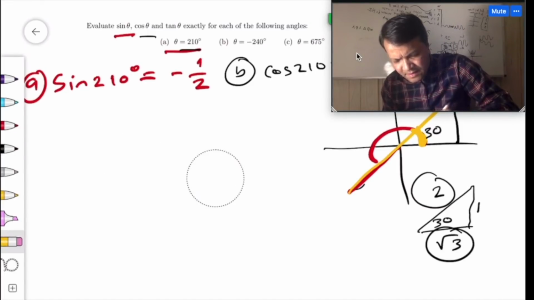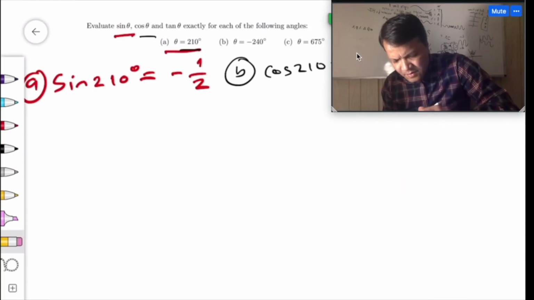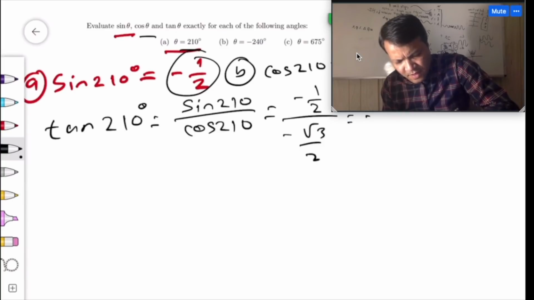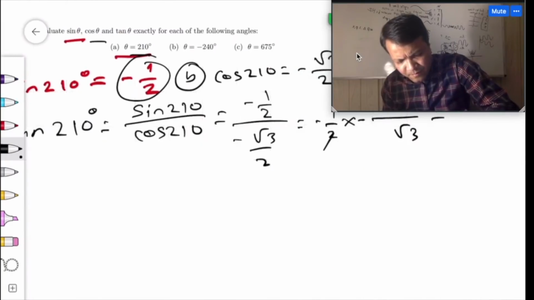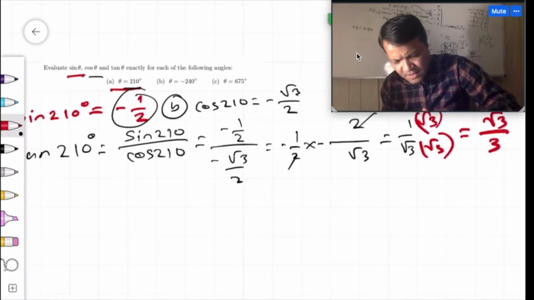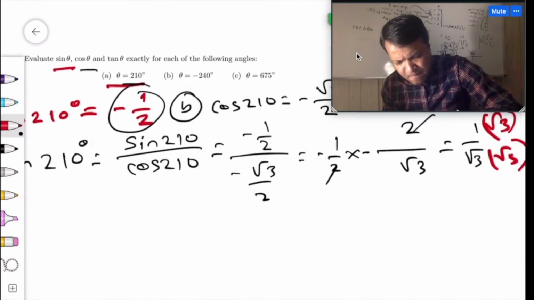Okay, now we're going to find tangent 210. Tangent 210 degrees is equal to sine 210 over cosine 210, which is negative 1/2 over negative square root of 3 over 2, which is negative 1/2 times, we're going to flip that, 2 over square root of 3. There is a negative here, the 2s cancel, negative negative is positive, so 1 over square root of 3. You're going to rationalize it, square root of 3 times square root of 3, so tangent 210 is equal to square root of 3 over 3.